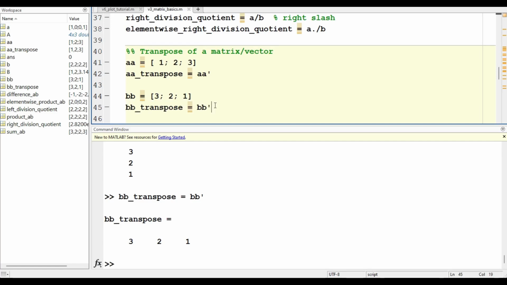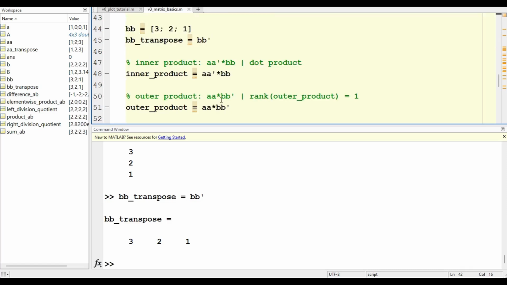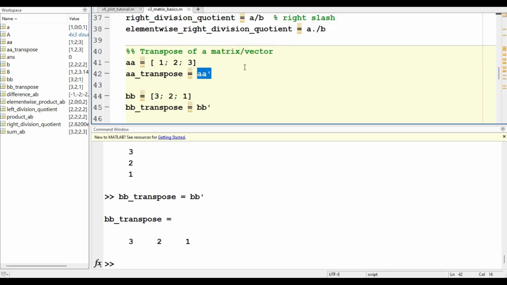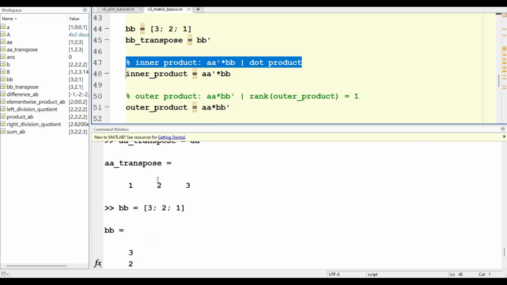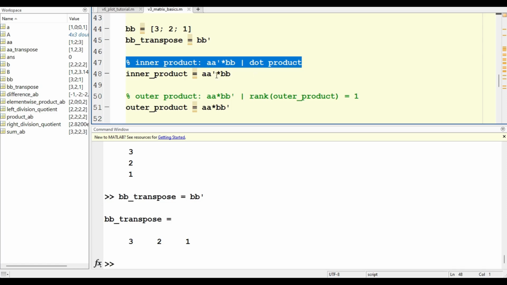In order to find the transpose, we use this apostrophe after the name of the vector. In this case, the name of the vector is AA, and its transpose is going to be AA dash or apostrophe. Now why are we using the transpose, or where do we need the transpose? It is needed in finding the inner product. Using the transpose of a vector, we can find the inner product. In this case, we have two vectors, AA and BB. To find the inner product of these two vectors, the equation is AA transpose multiplied by BB.